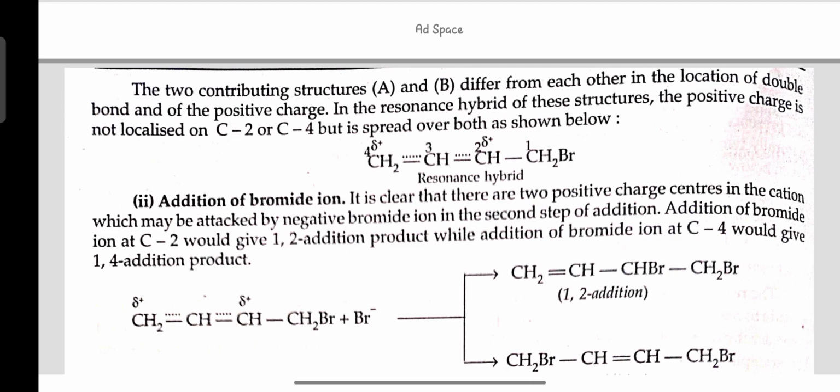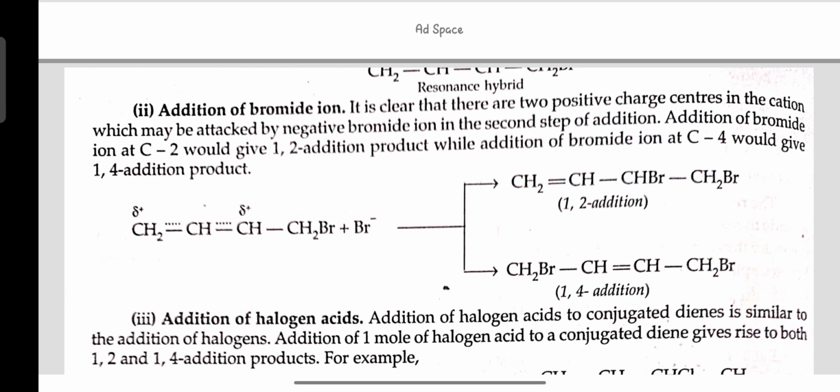The two contributing structures A and B differ from each other in the location of the double bond and of the positive charge. In the resonance hybrid of these structures, the positive charge is not localized on carbon 2 or carbon 4 but is spread over both, as shown below. Second, addition of bromide ion.